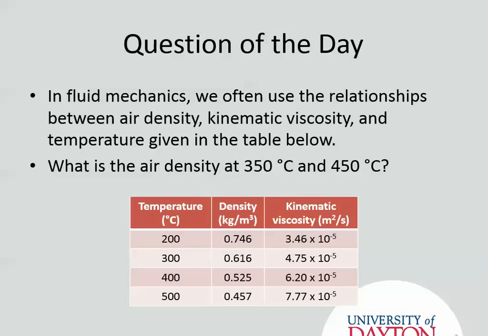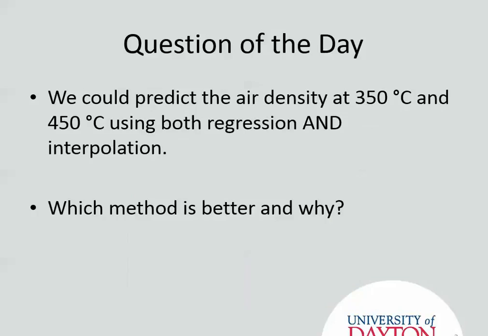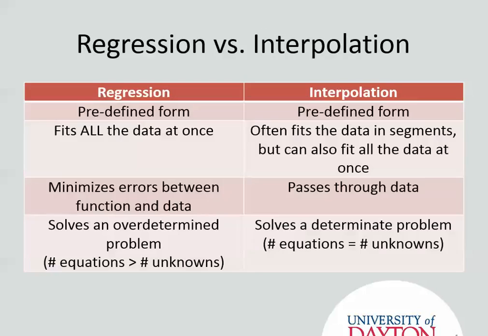But what if we want to know the density at 350 degrees or the density at 450 degrees? So we need an accurate way of estimating that. So that's what interpolation kind of helps us do. And we could have done this kind of estimation using both regression and interpolation, and we'll talk about which one's more appropriate in different situations.